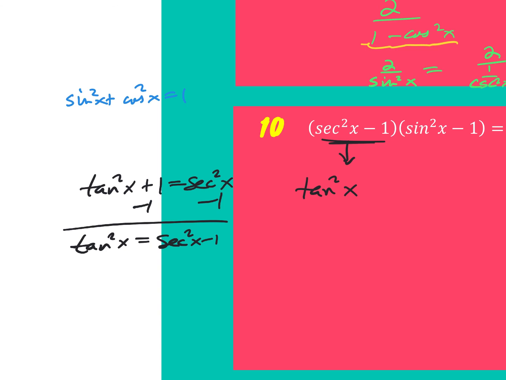I need to get this in the right order. So sine squared x minus 1 plus cosine squared x equals 0. Then move cosine to the other side. So now I have sine squared x minus 1 equals negative cosine squared x. And that's what I'm going to substitute right here. So then this becomes negative cosine squared x.